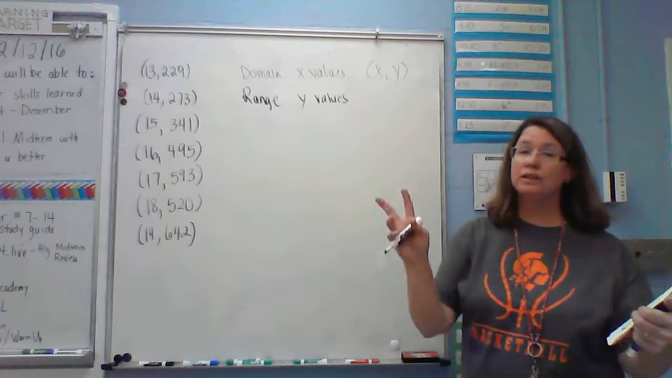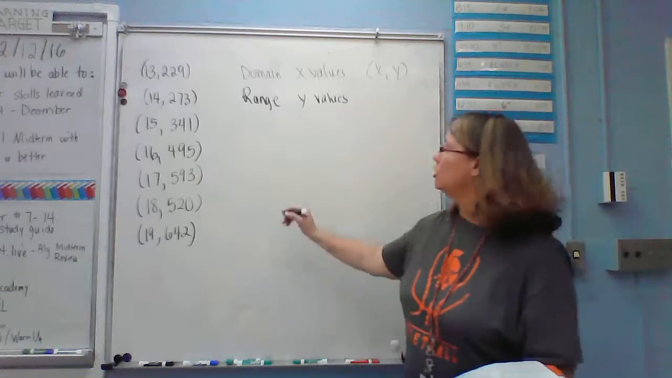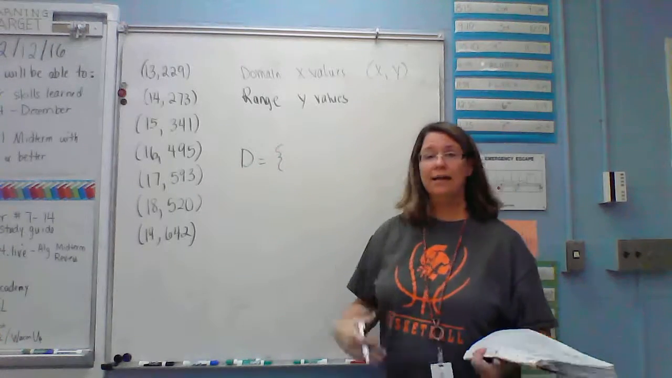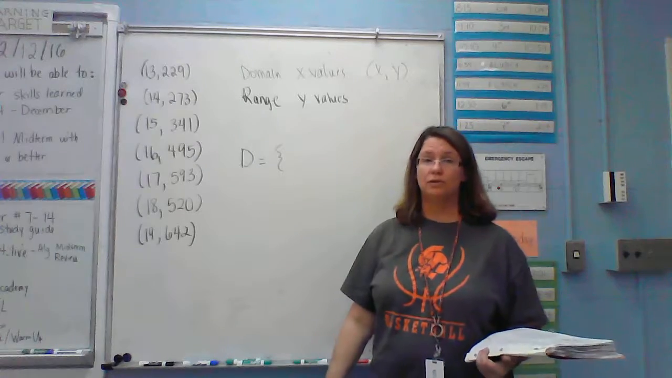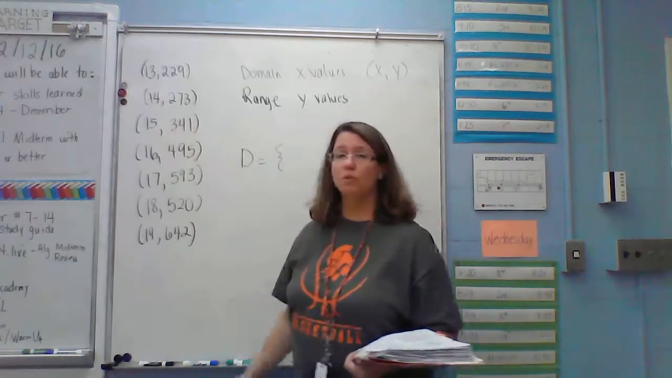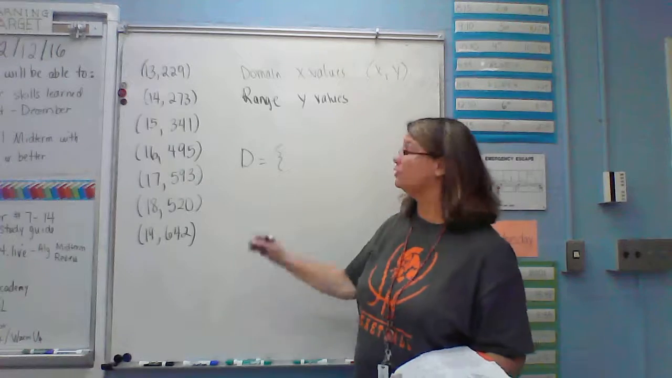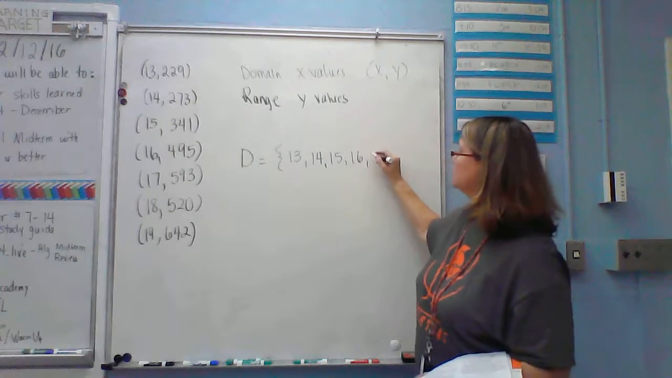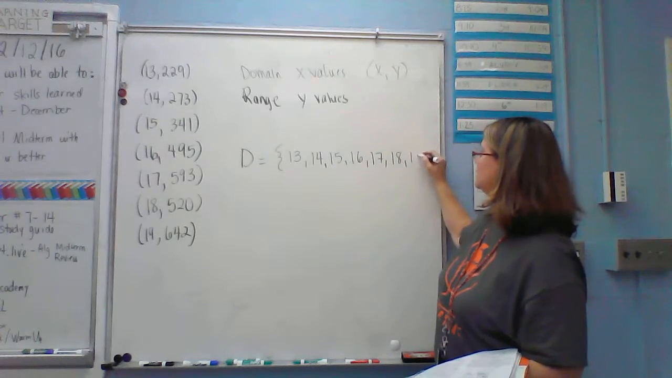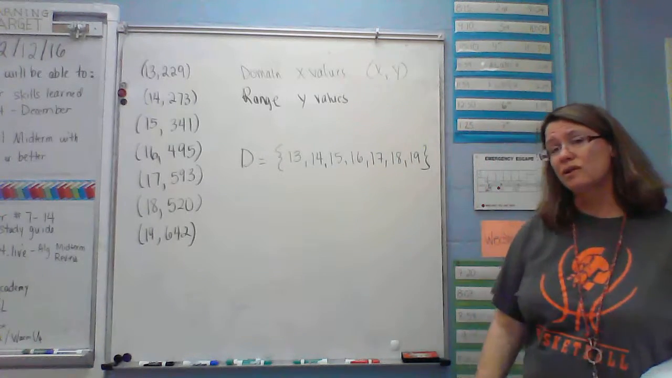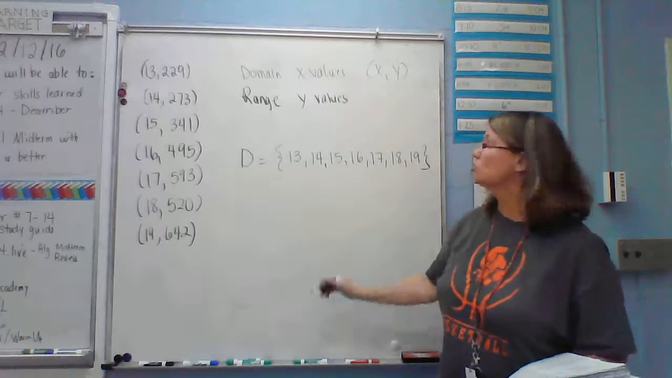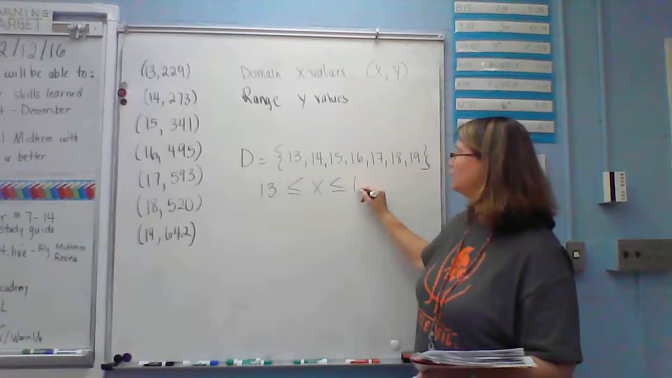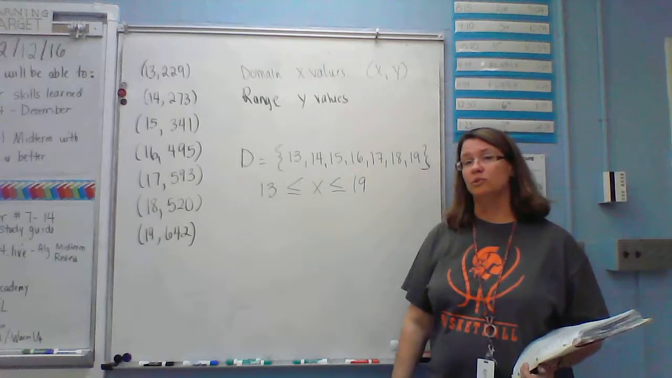So if they ask you to list or say, what is the domain? You're supposed to write D or domain, and then open up a little bracket and put all of the domain values. So in the list of points that I gave you, what are those domains or those x values? They would be the numbers 13, 14, 15, 16, 17, 18, and 19. Would you agree those are the numbers between 13 and 19? So interval notation would have you writing it like this: 13, 19. That's what interval notation would look like.